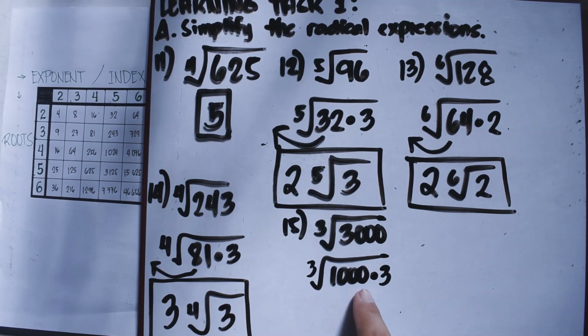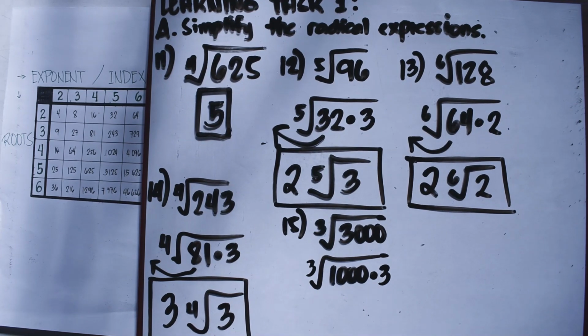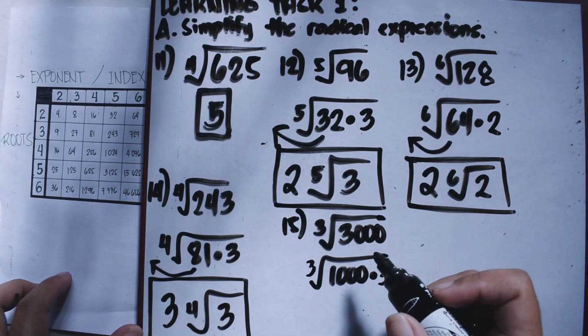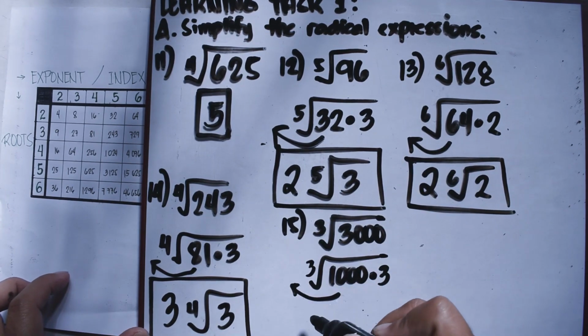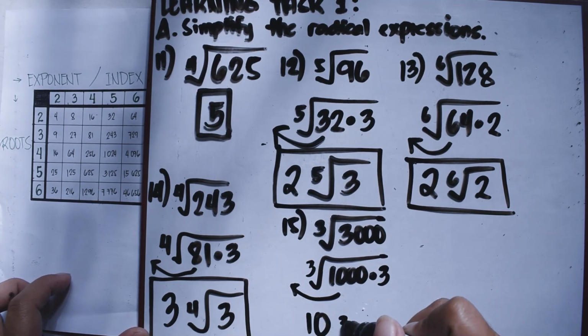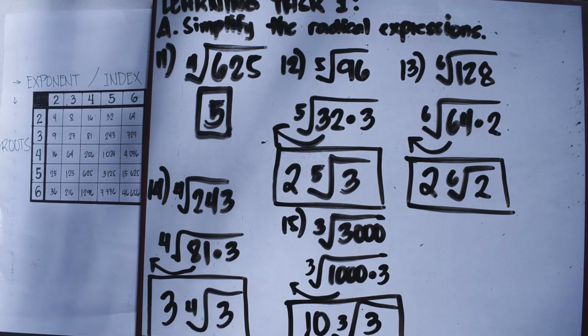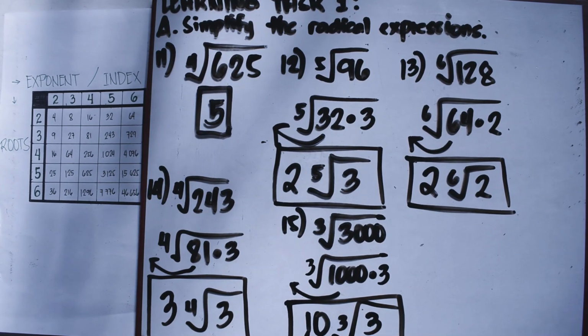Tama? So ibig sabihin, dahil tatlong zero yan, ano ang cube root ngayon ni 1,000. So we have, syempre, 10 times 10 times 10. Tama? Dahil 10 times 10 times 10 is 1,000. So ibig sabihin, ang cube root ni 1,000 ay 10. Ang matitira sa loob is si 3. So 10 cube root of 3. So ito na po agad ang final answer natin sa number 15.